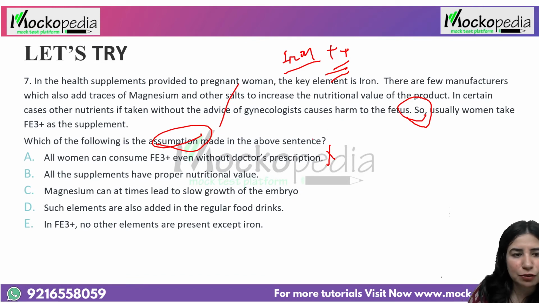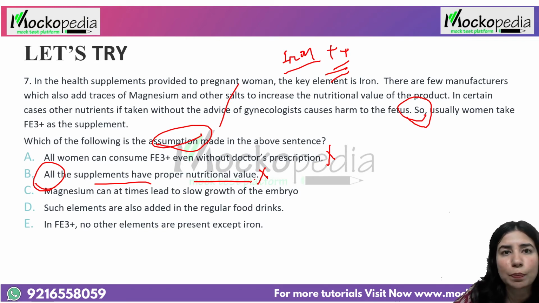ऑल द सप्लीमेंट्स हैव प्रॉपर न्यूट्रिशनल वैल्यू. फिर देखो ऑल सप्लीमेंट्स की न्यूट्रिशनल वैल्यू पे आप कमेंट फिर नहीं कर सकते, क्योंकि हम तो प्रेग्नेंट वुमेन का केस ही कंसिडर कर रहे हैं, राइट? अब ऑल द सप्लीमेंट्स हो सकता है जो मेन ऑल्सो माइट बी टेकिंग, चिल्ड्रन और इन्फेंट्स और न्यू बॉर्न्स और किड्स माइट बी टेकिंग, राइट? So we can't actually comment on all the supplements, so it would be too extreme. So B can also be eliminated.